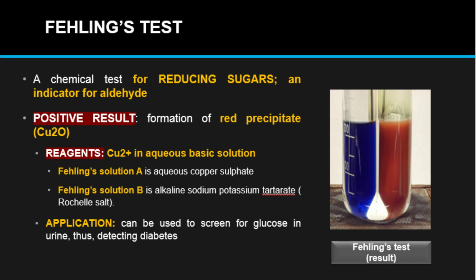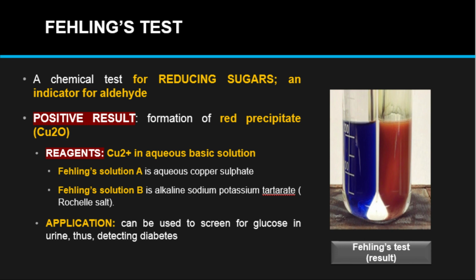Copper oxide. And as shown in the picture on the screen, the red one is the positive result. The reagent contains copper 2+ ions in aqueous basic solution. Fehling's A solution is aqueous copper sulfate. Fehling's solution B is an alkaline sodium potassium tartrate, also called Rochelle salt.